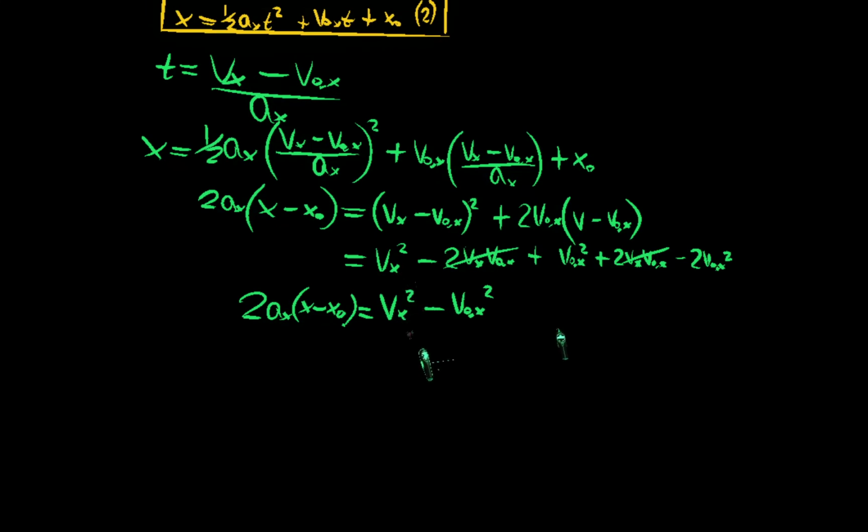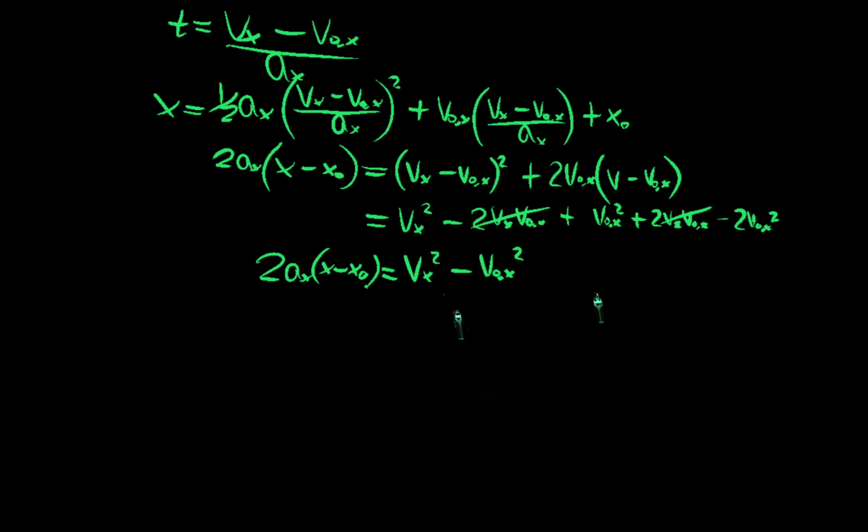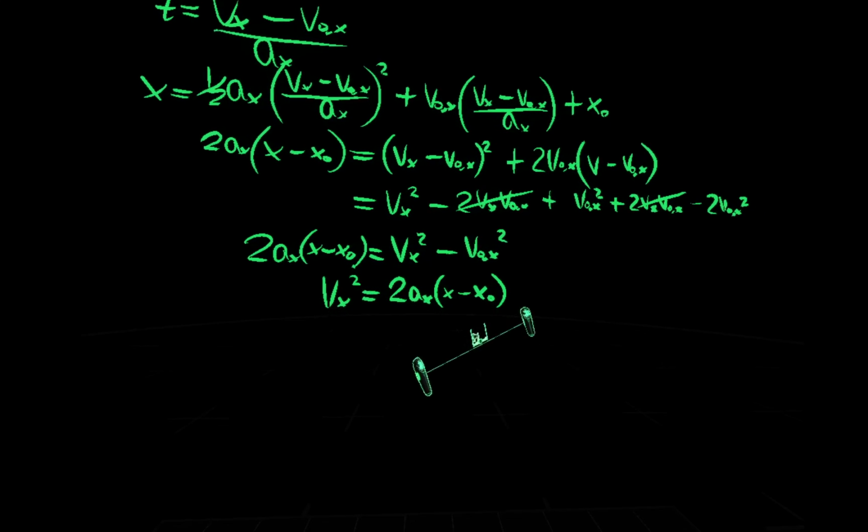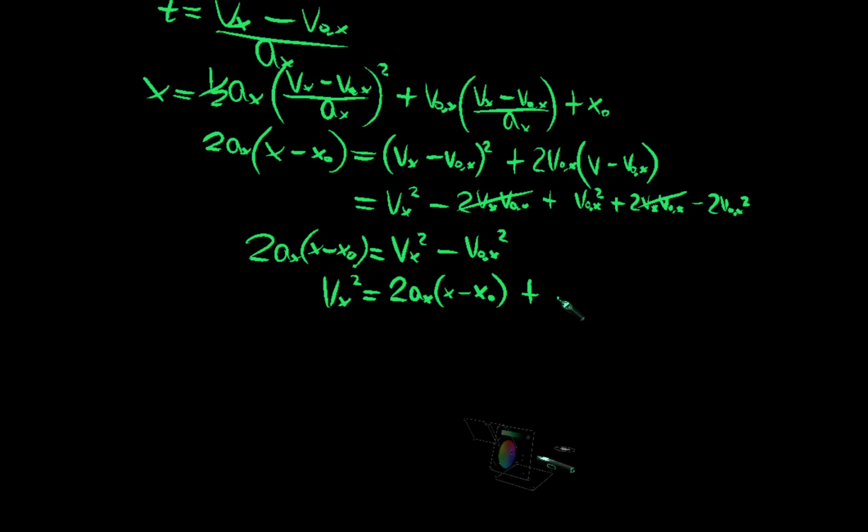And if we solve for vx squared, this one here, we solve for that guy, we have vx squared is equal to 2a x, x minus x naught, plus v naught x squared. And this is our equation 3.